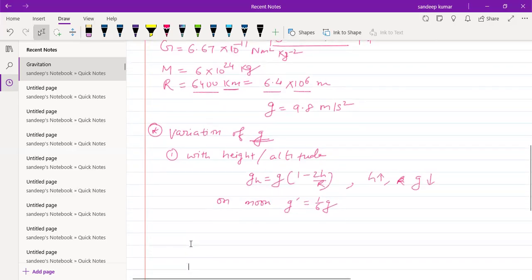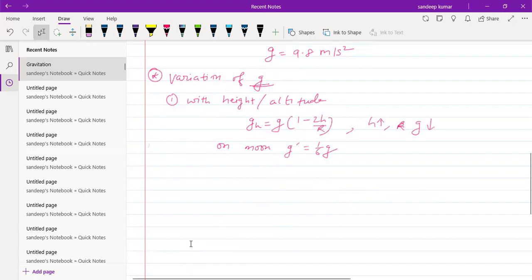Variation of g with height or altitude: g_h is g times (1 minus 2h by R). This is valid only when the height from the surface of the Earth is far less than the radius.